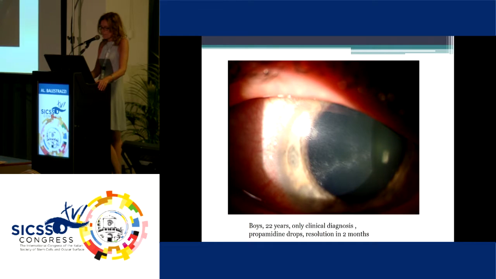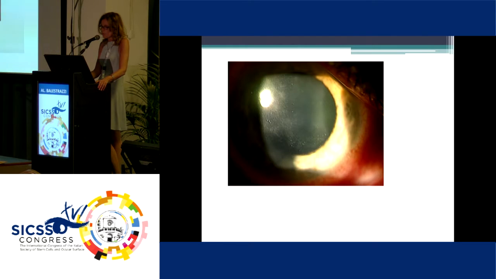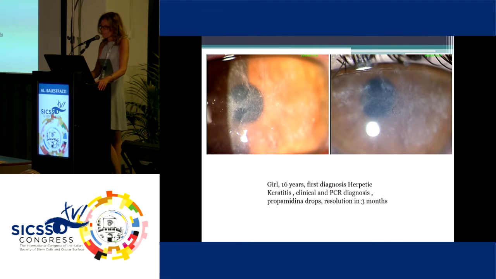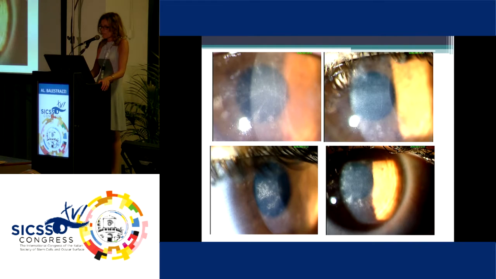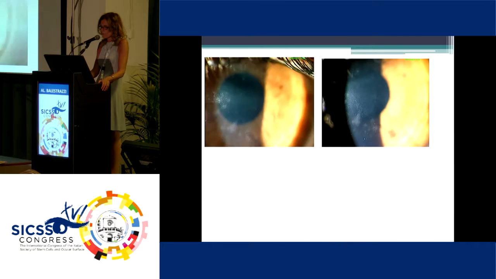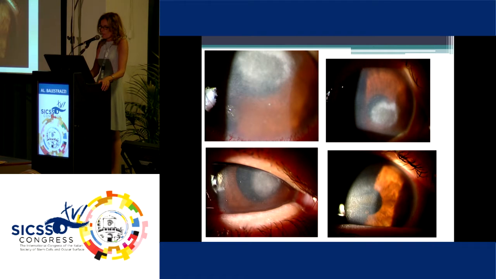confirm or reject the diagnosis. This is another boy, 22 years old, and here the picture is more or less after 2 months. This isn't the final resolution. This is a girl. First diagnosis herpetic keratitis. It had been confirmed by the PCR and the culture test, and this is the resolution in 3 months.